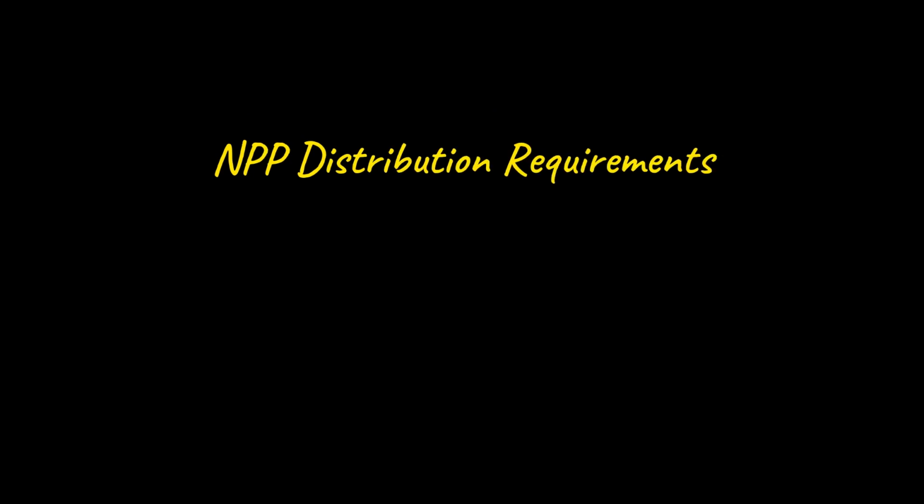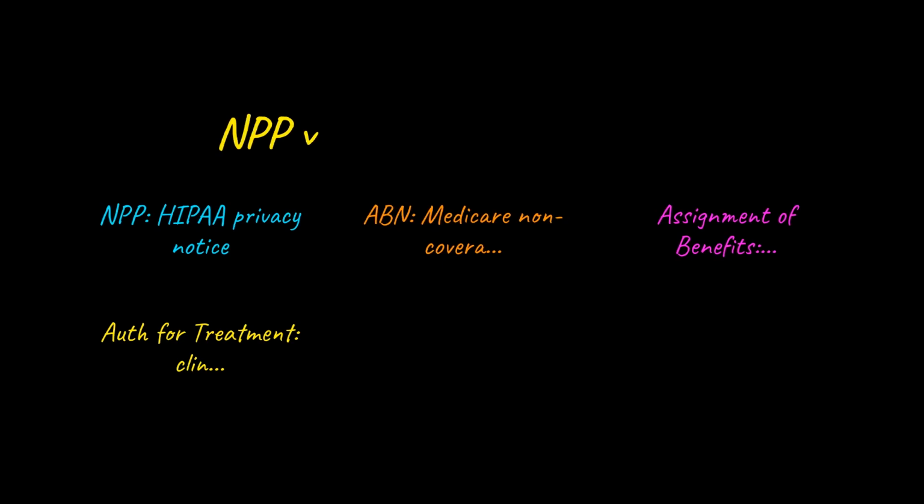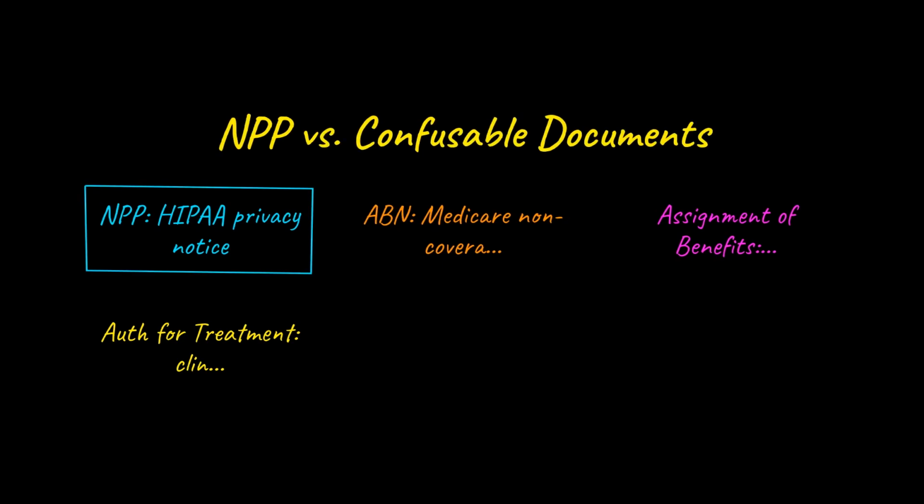Covered entities must fulfill 3 distribution duties: provide a copy at the very first encounter, obtain a signed acknowledgement of receipt, or document a good faith effort, and post the NPP visibly in the office and on the patient-facing website. Exam questions often mix the NPP with other registration forms.